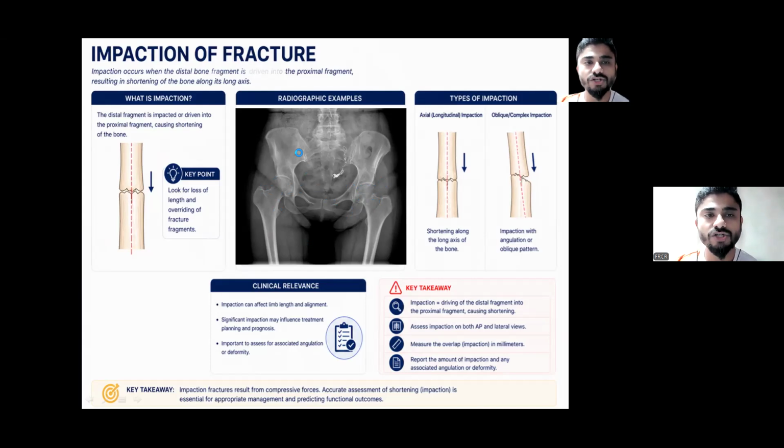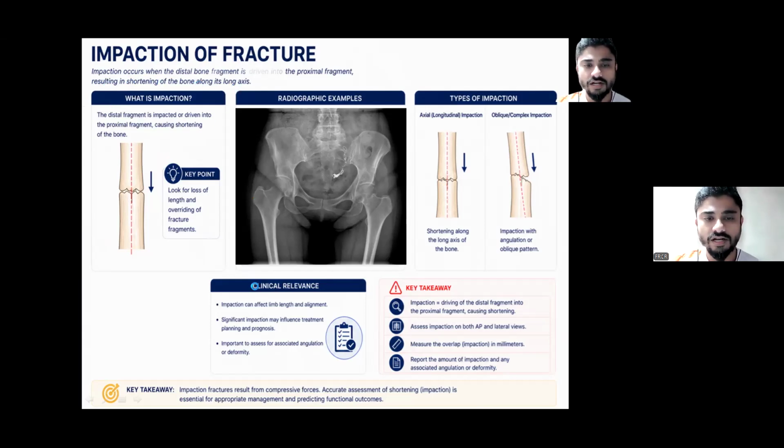Okay, so impaction occurs when the distal bony fragment is driven into the proximal bony fragment. So the bony fragments are driven towards each other. That is the reason there is shortening of the length of the bone. So that results in shortening of the bone along the long axis.